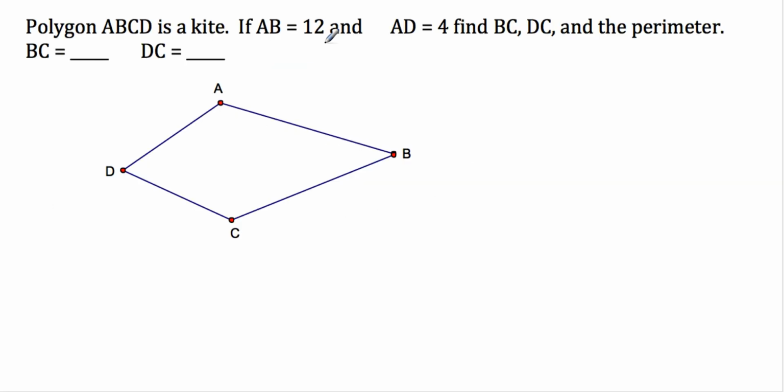All right, next one. AB is equal to 12. AD is equal to 4. And then find BC. BC will be the same as AB, so this will be equal to 12. And this will be the same thing as AD, so that's equal to 4. Just remember that two long sides are congruent and two short sides are congruent in a kite.